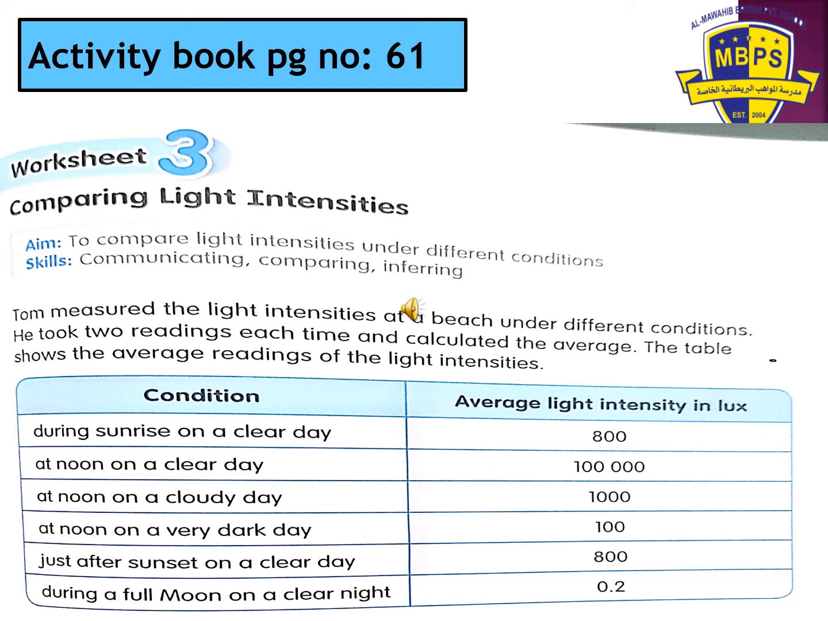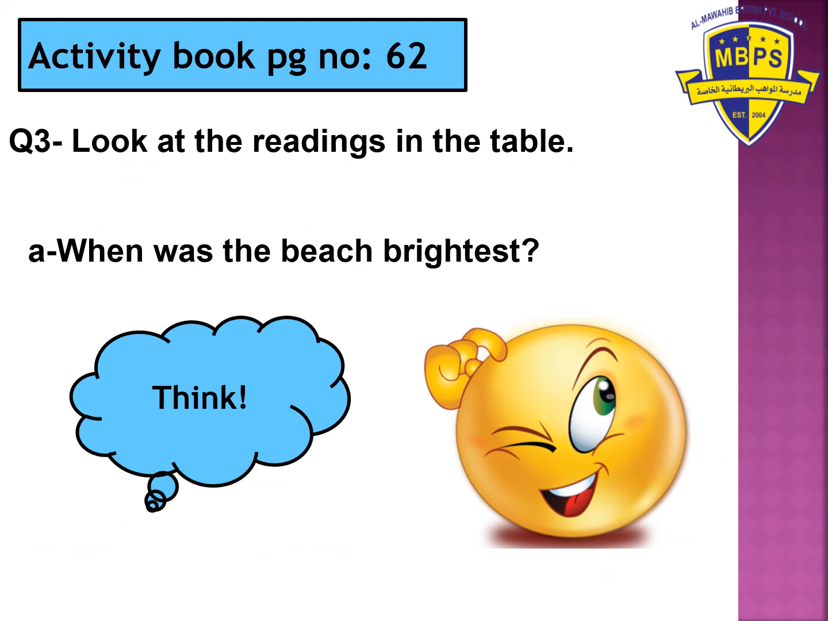Now let's go to the activity book, page number 61. We're going to do the same page. You need to go through this table again, where Tom measured the light intensity at a beach under different conditions, and then we will follow page number 62 with questions and answers. Get ready with the date. Okay. Let's go to page number 62. Look at the readings in the table and follow these questions.